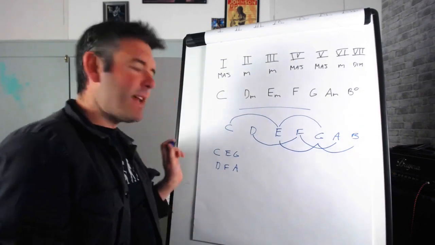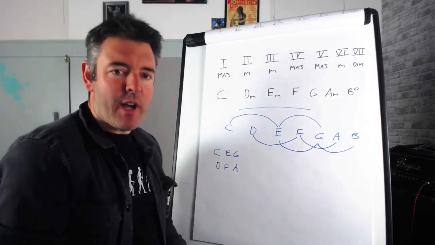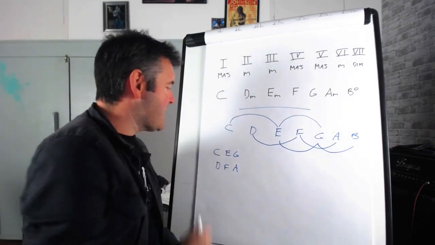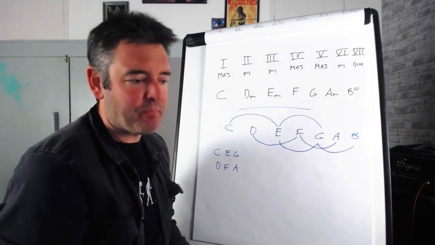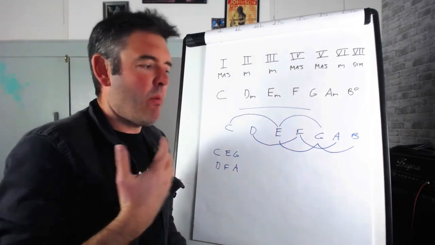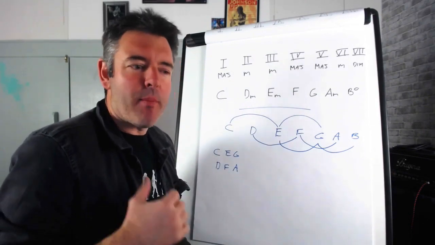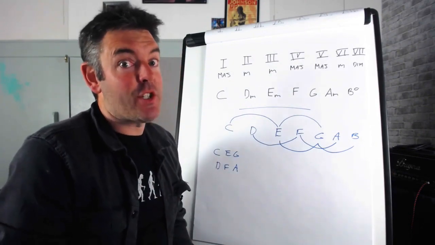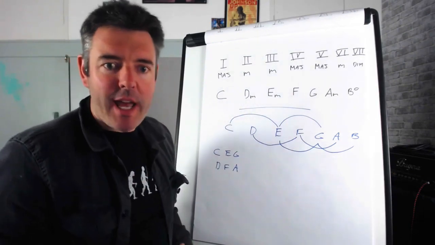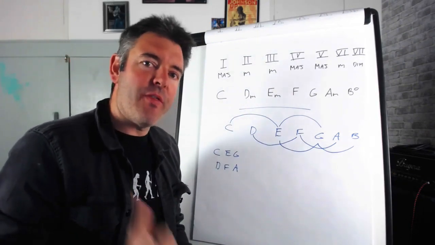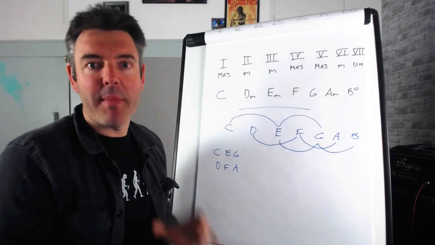Okay, now let's look at these 2 triads here, the first 2, C, E, G, and D, F, and A. And before we get into why they're major or why they're minor, we need to have a bit of a reminder about what a major triad actually is. Now, a major triad is the first, third, and the 5th note from a major scale.